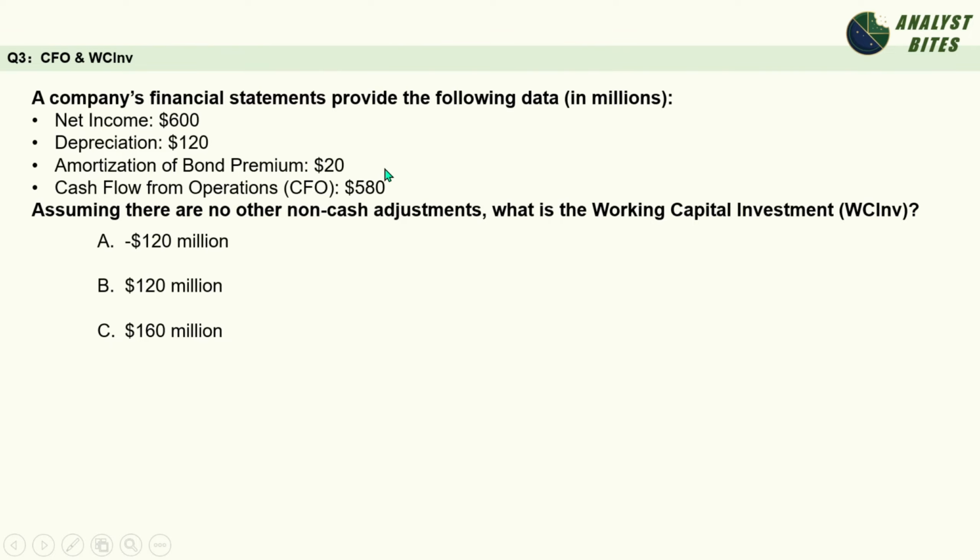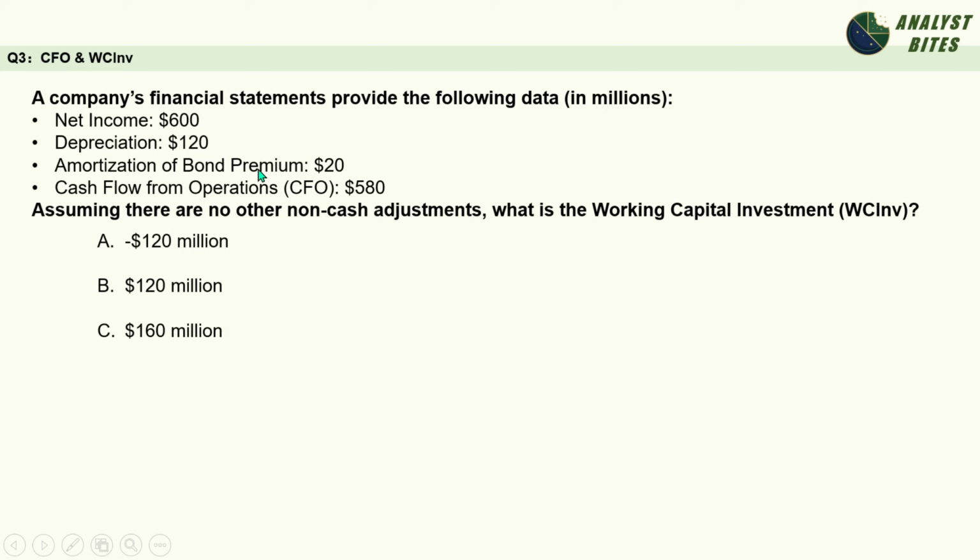The twist here is that the examiner didn't give you working capital investment directly. Instead, they give you the CFO and ask you to work backward. As long as you get the NCC right, this point is in the bag. Take a close look. The NCC here isn't just depreciation.